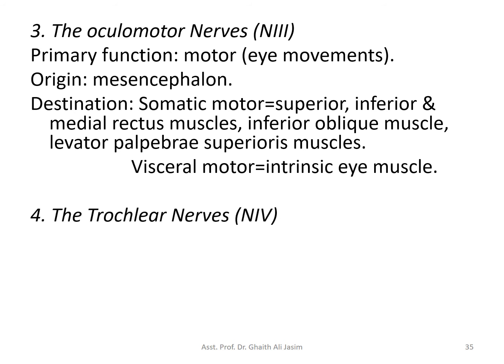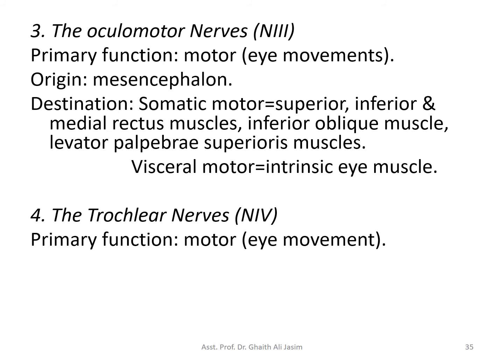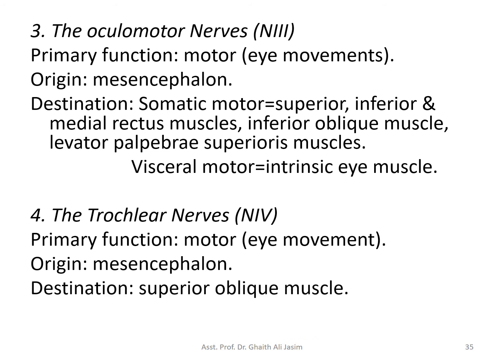Nerve number 4, the trochlear nerves. Primary function, motor, eye movement also. Origin, mesencephalon. Destination, one muscle, which is the superior oblique muscle.